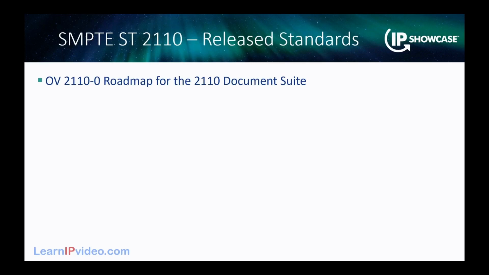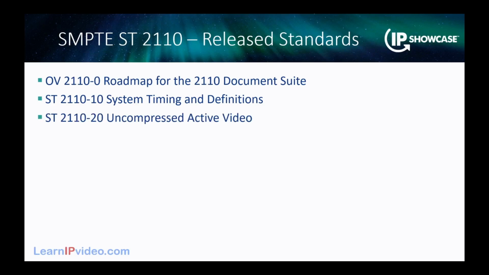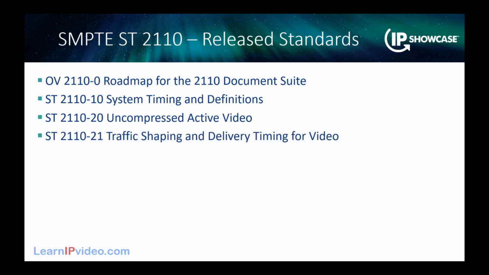So we have a number of standards that have been released in 2110. There's an overview document. Anybody can download that for free. 2110-10 is system timing and definitions, and that covers a lot of the basics as far as how RTP works, and we'll get there in just a minute. Uncompressed active video is 2110-20. Traffic shaping and delivery timing. This is very important to make sure that you don't push out too many packets at the same time.